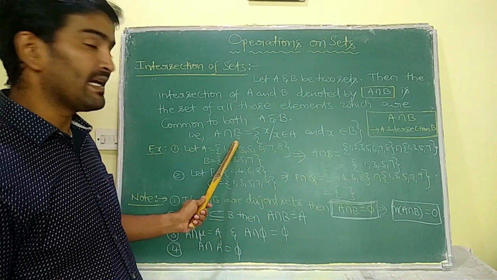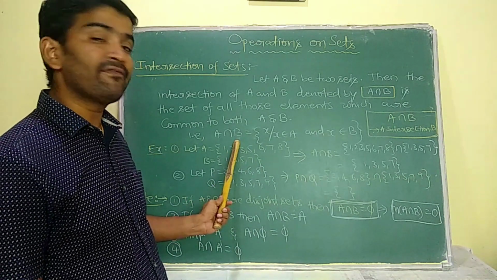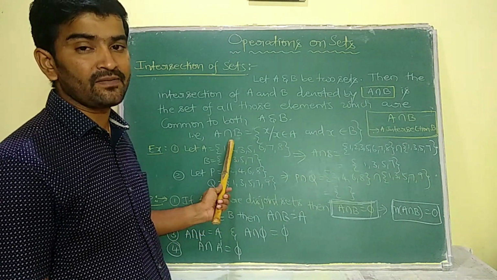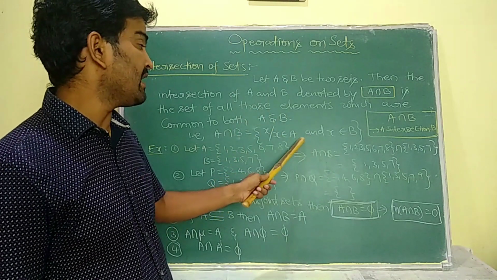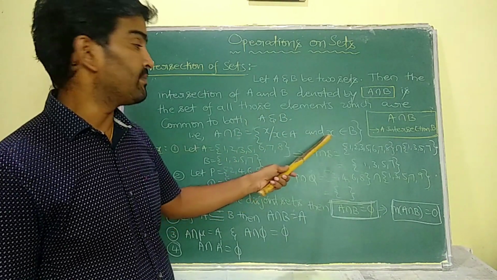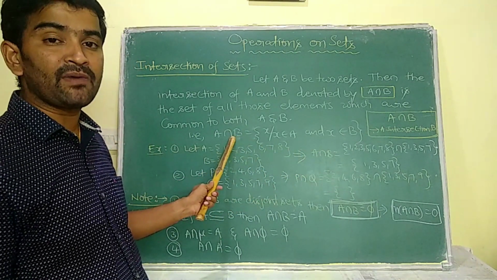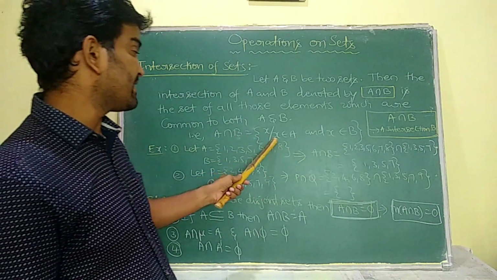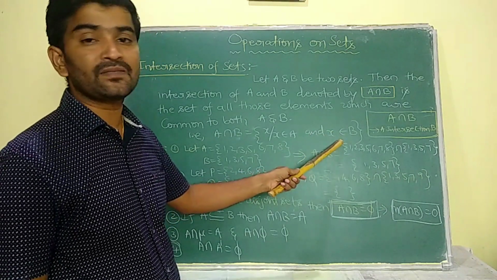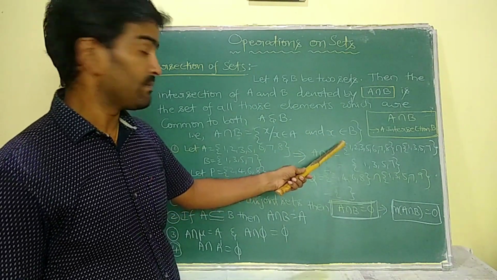And its set builder form is: if I take any element of A intersection B, that must belong to A and that belongs to B also. That's why I simply write the set builder form of A intersection B as x such that x belongs to A and x belongs to B. It's a very important one.